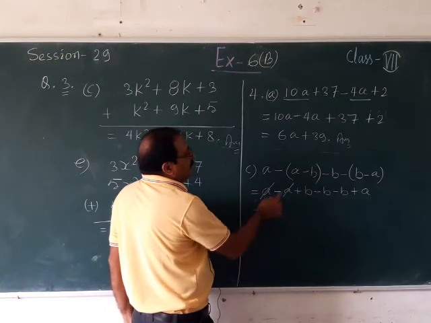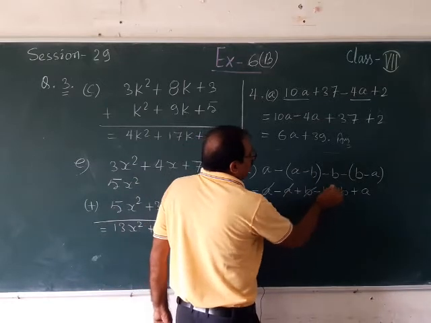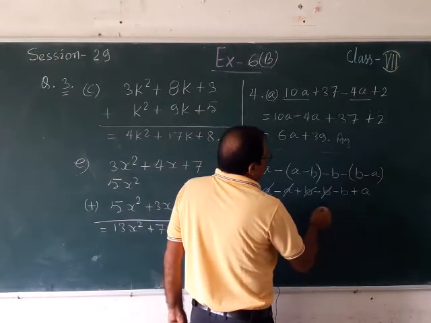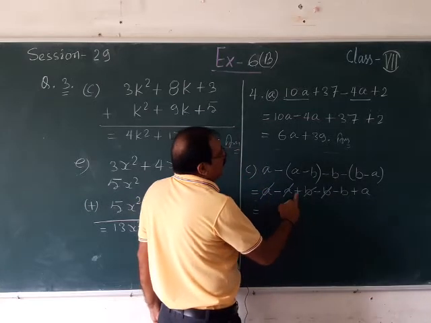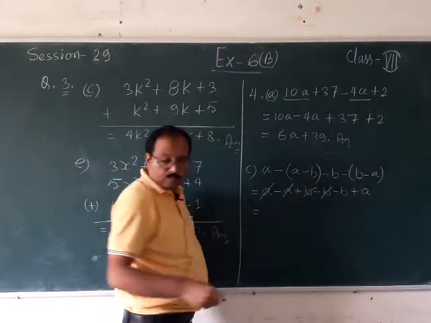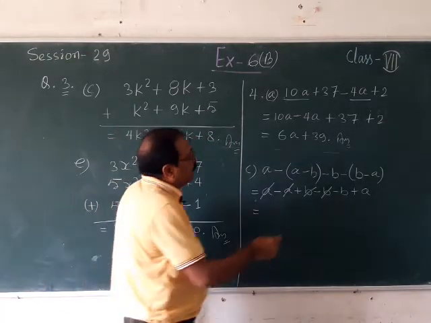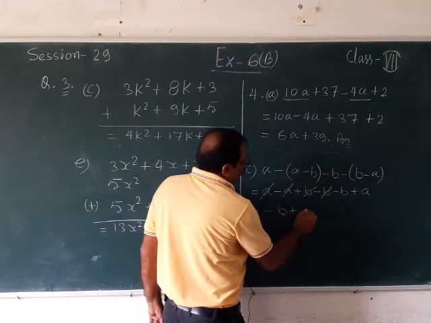If the terms are the same and their sign is different, you can cancel them. Plus b and minus b can be cancelled. So here plus a and minus a are cancelled, then plus b and minus b are cancelled. Then what is left with you? Now you can see that you are having minus b plus a.